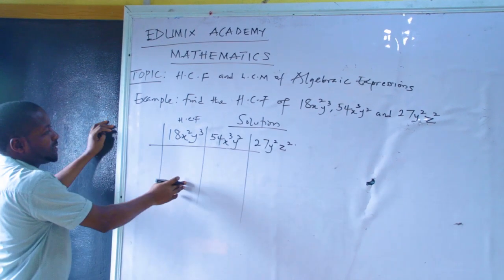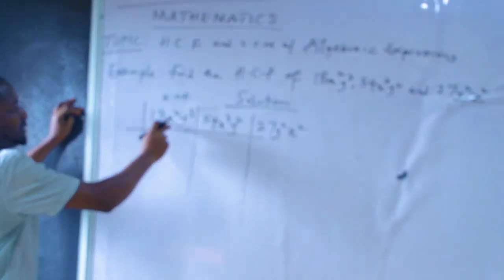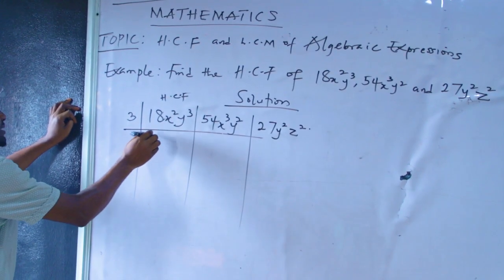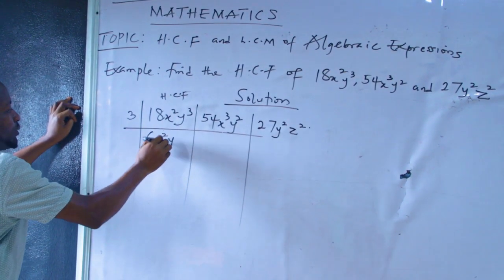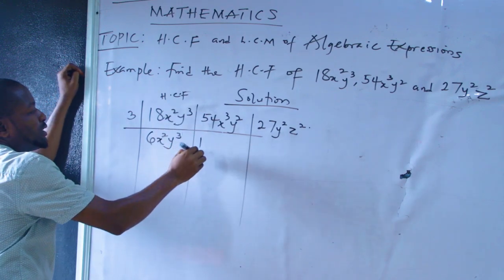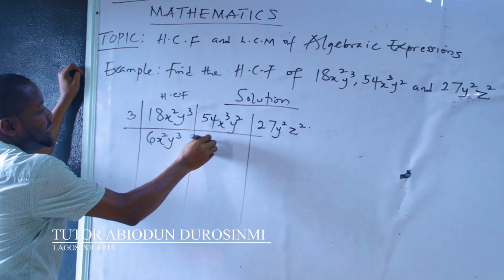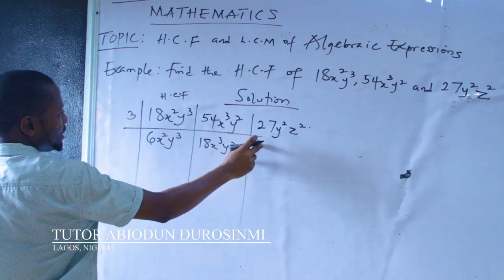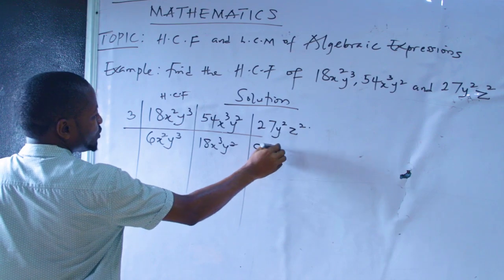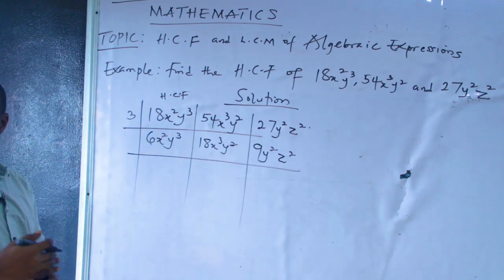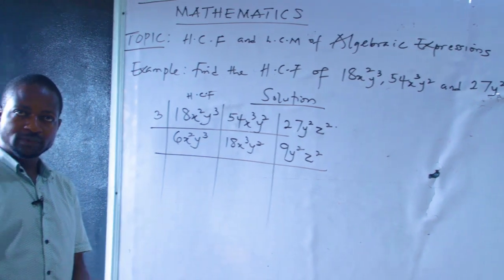Now, I'll start with the numbers. I figure 3 can go in 18, 3 can go in 54, 3 can go in 27. So I'll use 3. 3 in 18 is 6, so 6x squared y cubed. Then 3 in 54 is 18, so 18x cubed y squared, right? So 3 can also go in 27, that is 9y squared z squared. Okay? You keep using numbers and letters that can go in there without a remainder.